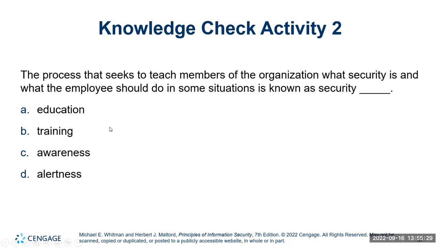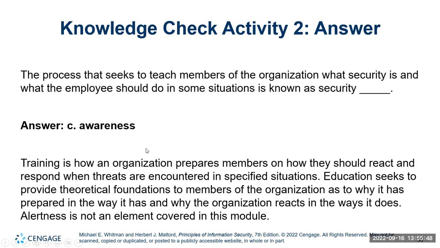What security is and what employees should do in some situations is known as what? Education or training or awareness or alertness. Well, let's see. There's some key words here. To teach members. Well, teaching members wouldn't involve awareness, I wouldn't think. Oh, but it is. Oh, it can be tricky. Training is how an organization prepares members on how they should react and respond. Education seeks to provide theoretical foundations to members of the organization as to why we do this.